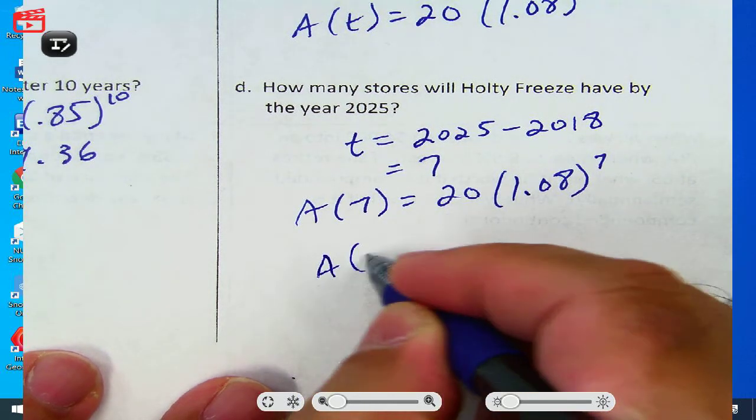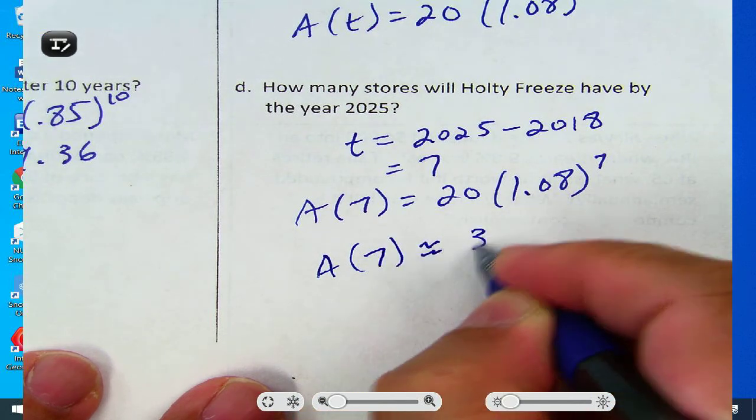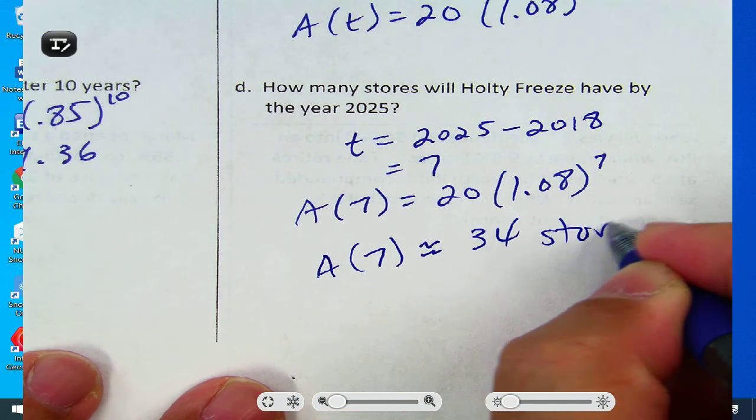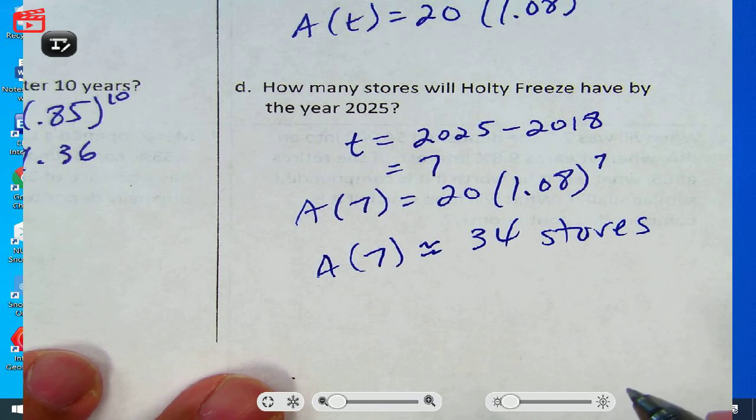All right. So A sub 7 is 34. So you got 34 stores after 7 years. And that's the end of the example.